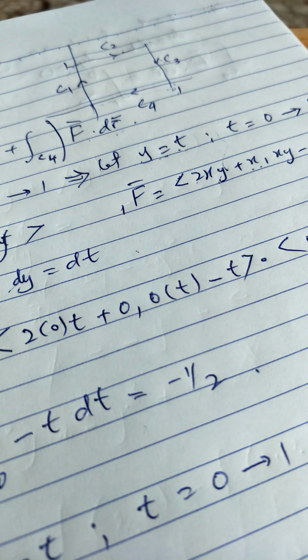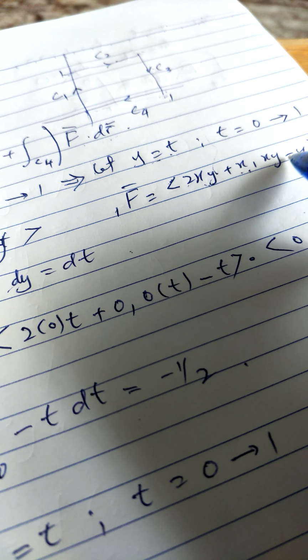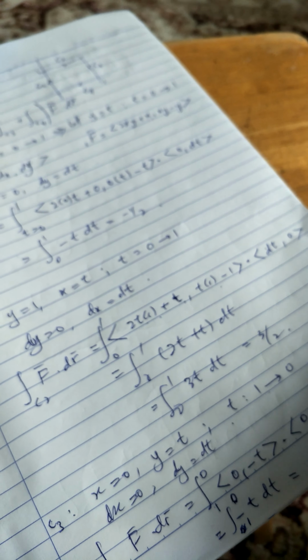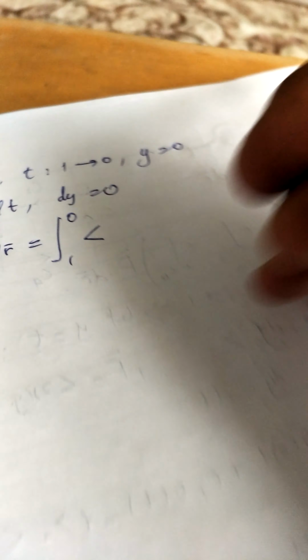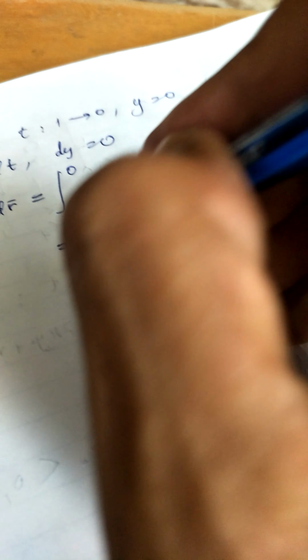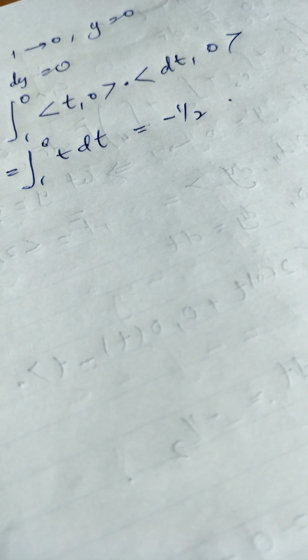Okay, x is t, so first component we got t, second component y is 0, so you got 0. So we have here t, 0, and dx is dt, dy is 0. So the integration is integrate from 1 to 0 t dt, that gives you negative half, correct?